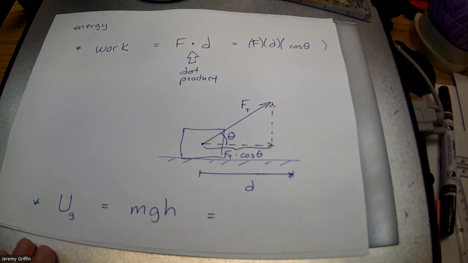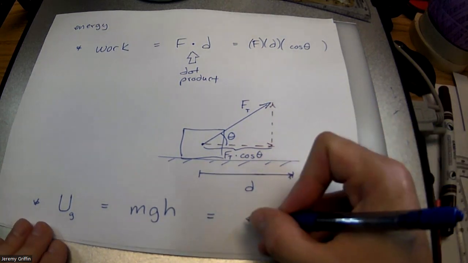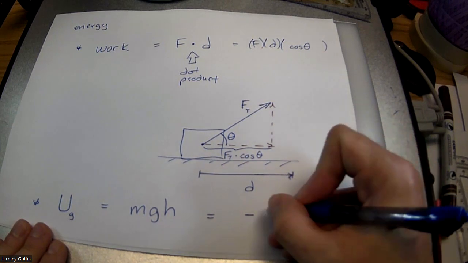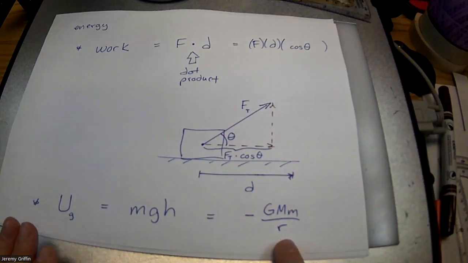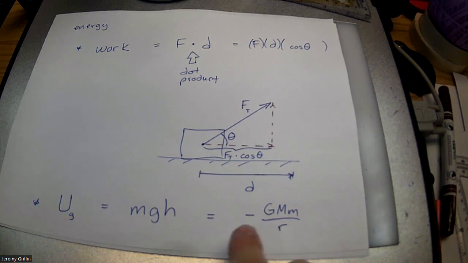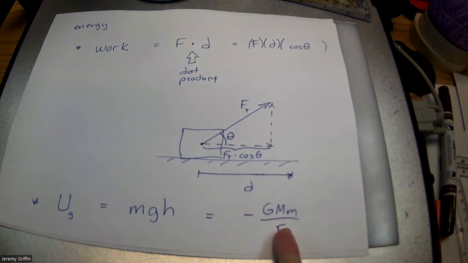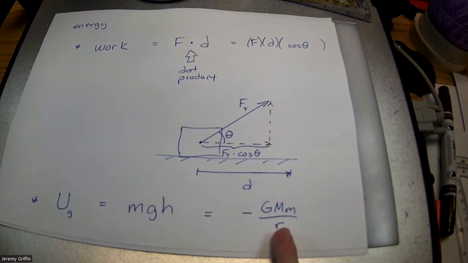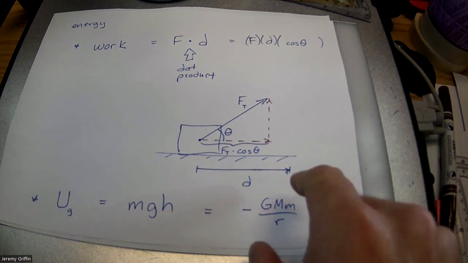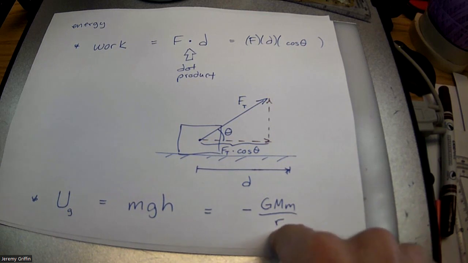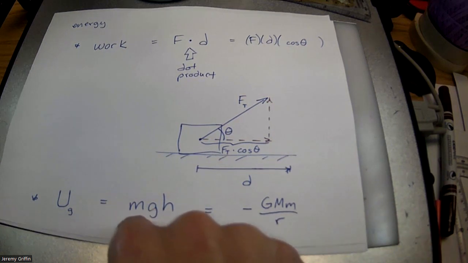Does anybody remember what that more universal form is? It's weird because it's negative. You guys remember this? Negative GMm over r. I remember GMm over r squared was a gravity force, and negative GMm over r was a potential energy. If you have a small radial change, let's say going from 6,000,001 meters to 6,000,002 meters, where the change in r is very small, you can show that the difference between those two potential energies just boils down to MGH.